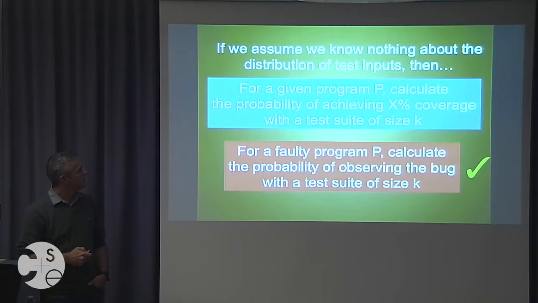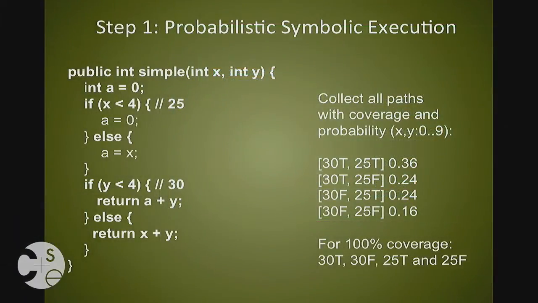Now here's how we're going to do it. We're going to use this thing called probabilistic symbolic execution, which is also the basis of what I showed you before, and I'll show it by way of an example. So here we have a little program. It takes x and y as input. What it's trying to return is x plus y, but it has a problem with that.